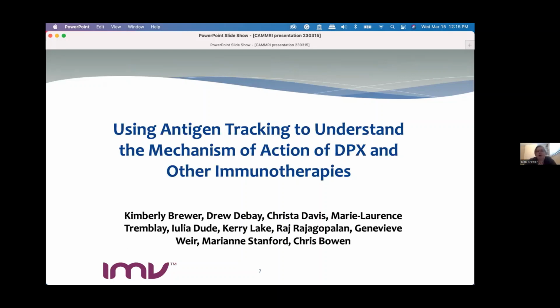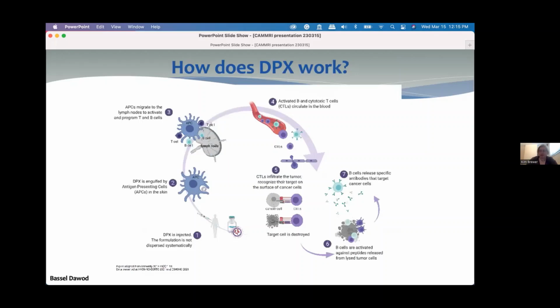So the first project I'm going to talk about is actually about using antigen tracking. So this is work we've done over a number of years with a local pharma company called IMV. So IMV has their own proprietary immunotherapy. So they inject what is called DPX.